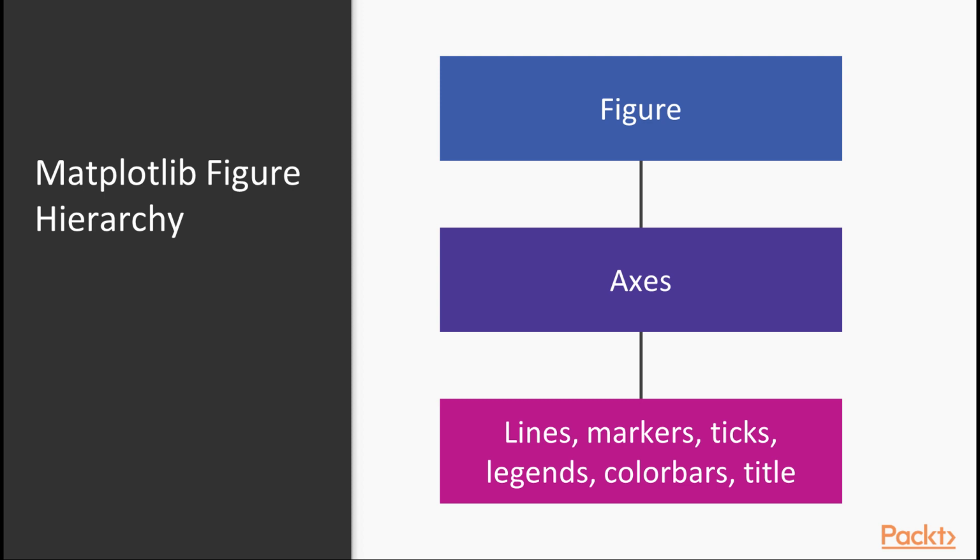The figure hierarchy really is quite simple. You have a figure object. Contained within that figure object is, in a useful plot at least, one or more axes objects. And then that axes object has all of the little details that actually make up the plot, the visual stuff that you're looking at. You can think of the figure and the axes objects as containers for all of the visual elements that ultimately make up a plot.